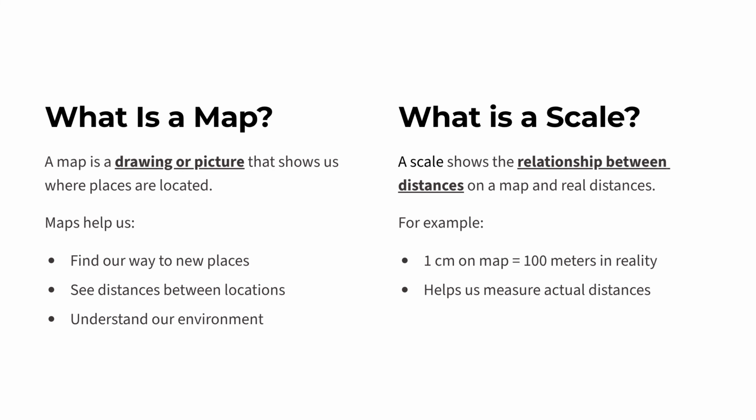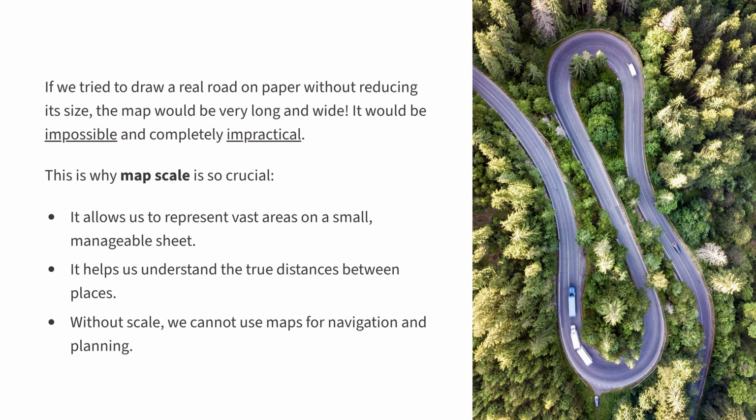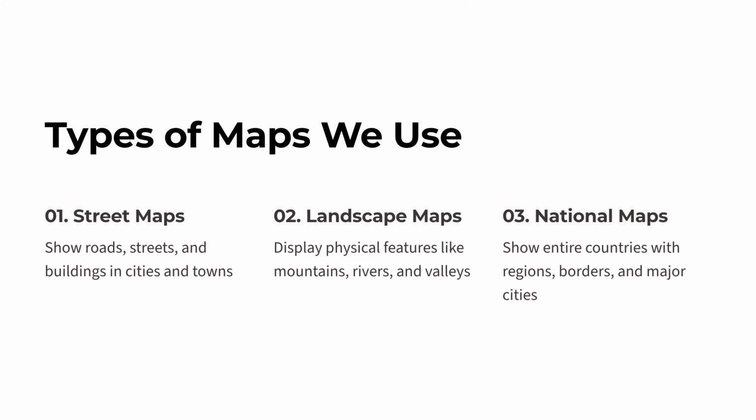Why do we need that? Because if we try to draw a real road in its full size on paper, the map would be as long as the road itself. That wouldn't fit anywhere, right? So, scale helps us shrink large areas onto small paper while keeping distances accurate. It's what makes a map practical for planning and navigation. Let's look at the different types of maps we use. There are 3 main types you should remember: street maps, landscape maps, and national maps. We'll talk about each one in detail.